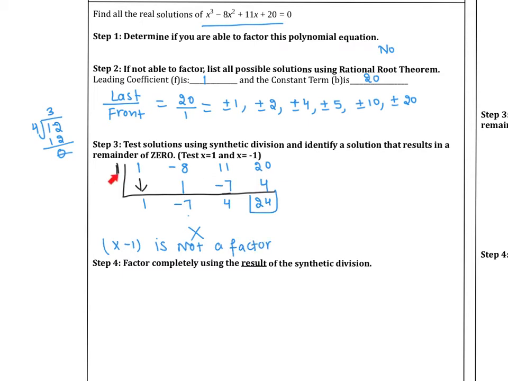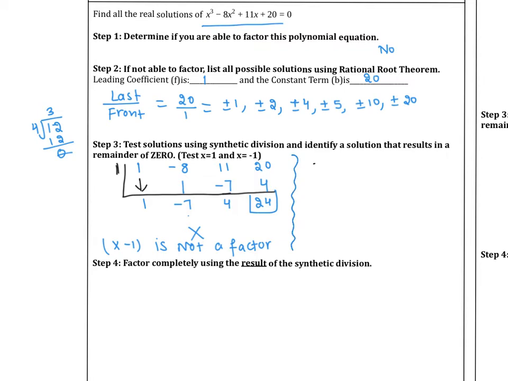You're going to write this in factor form, so it's always the opposite sign. If it's positive 1, then we say x minus 1 is the factor. If it's a plus 1, then use a negative sign. If it's a negative sign, then use a positive when you make a factor.